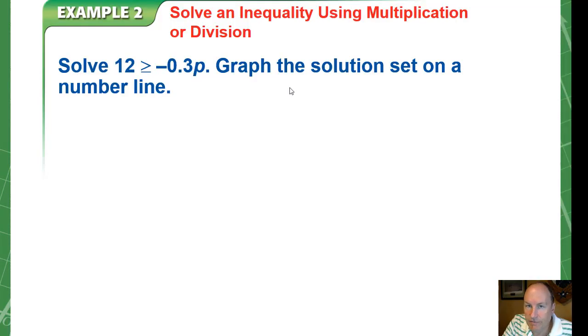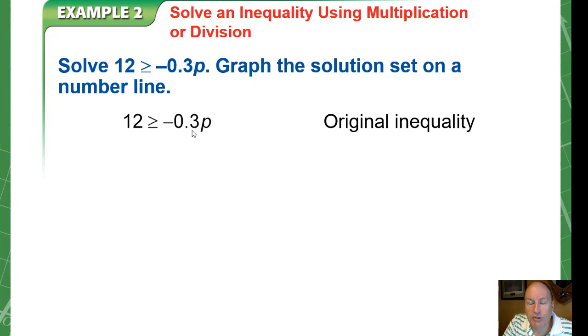Let's look at an example that involves that difference, that exception. So if we have the inequality 12 greater than or equal to negative 0.3p, and we want to graph the solution on a number line, we see that we have a multiplication here. Negative 0.3 is multiplied by p.